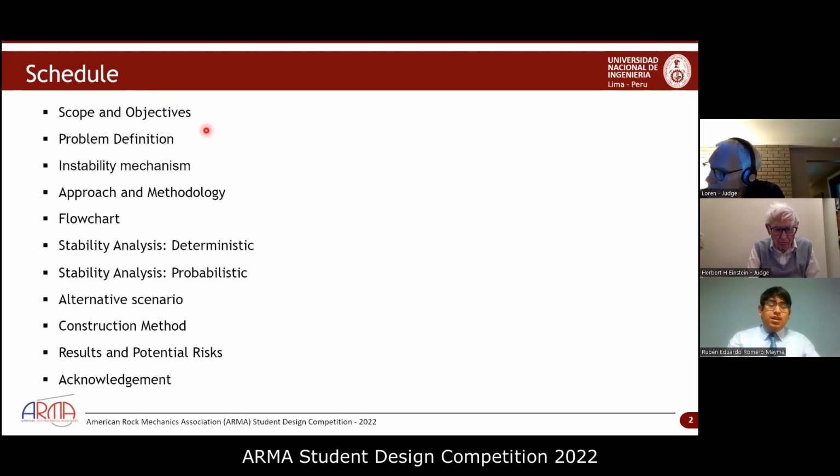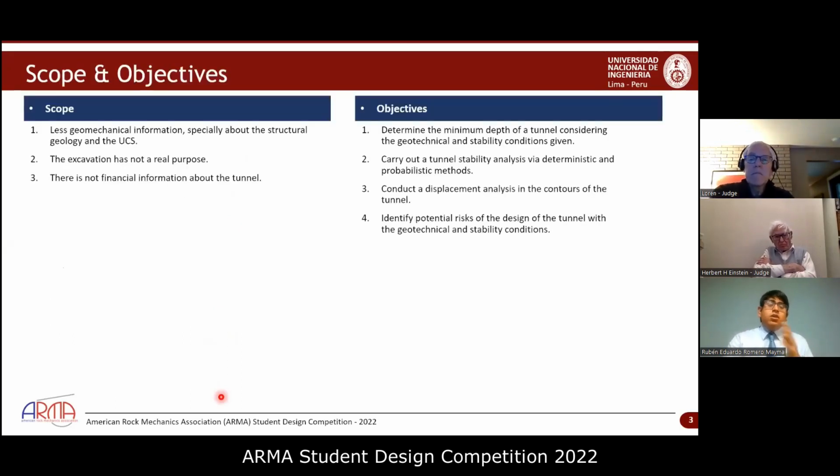The exposition has this outline, as we can see. So, to start, as a scope, to solve the problem, there are some limitations. For example, the information about the structures and the UCS of the rock mass is null. Also, the excavation has no real purpose. And there is no financial information about the cost of the tunnel.